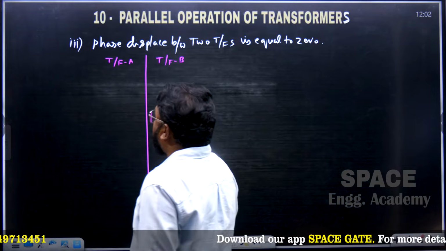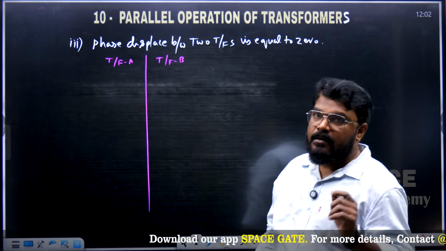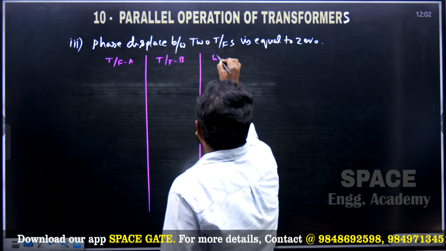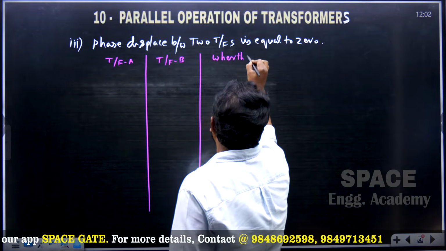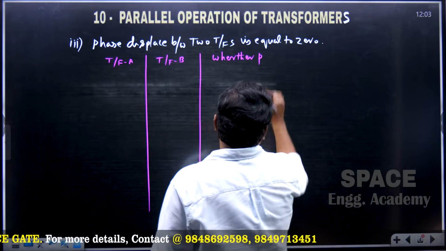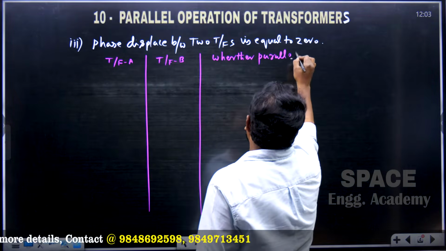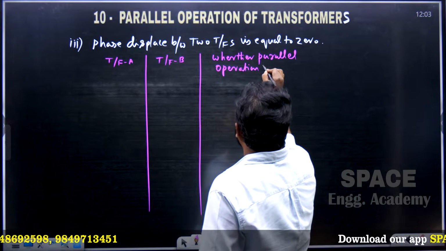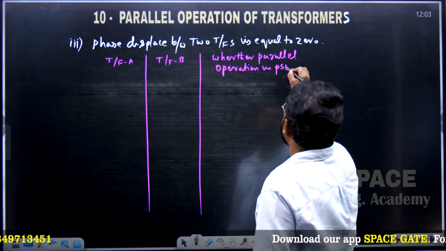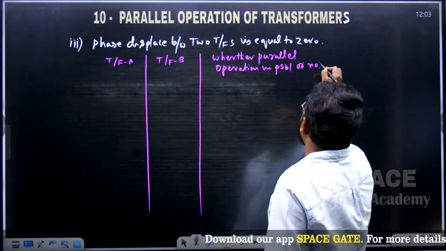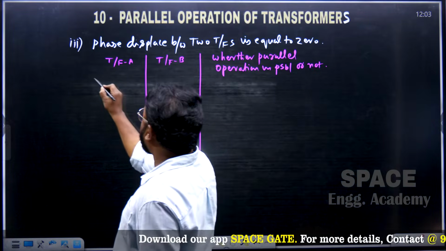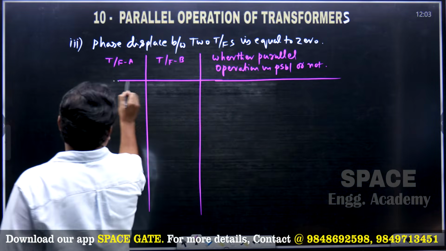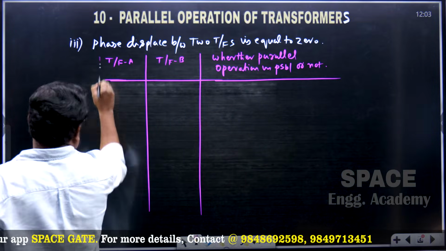So there are 2 transformers, transformer A and transformer B, and whether parallel operation is possible or not. This is the type of question asked: whether parallel operation is possible or not. Now let us see the combinations of the transformer connections.